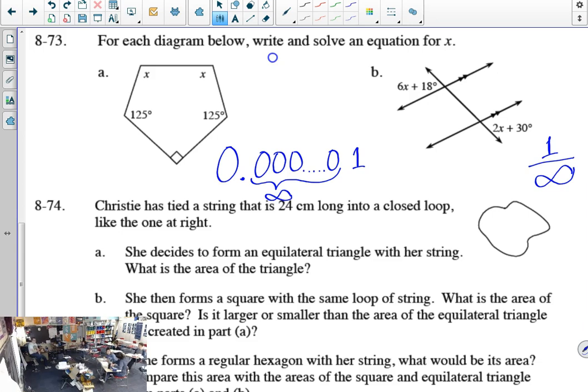Are we going on 73? How many degrees in a pentagon? 500. Yeah, we... 540?